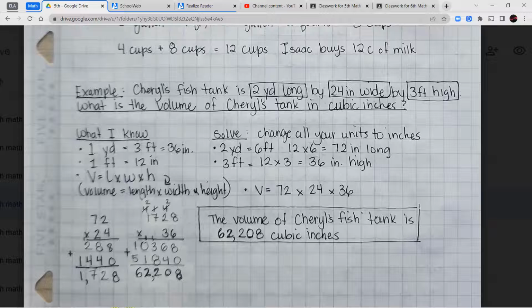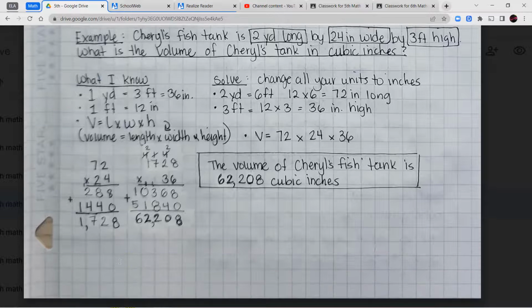So my volume is going to be the 72 inches times the 24 inches times 36 inches. Now I did the multiplication here on the side. I did the 72 times the 24 first, and that gave me 1,728. And then I did that 1,728 times my third measurement, which was the 36 inches, and that gave me 62,208. So the volume of Cheryl's fish tank is 62,208 cubic inches.